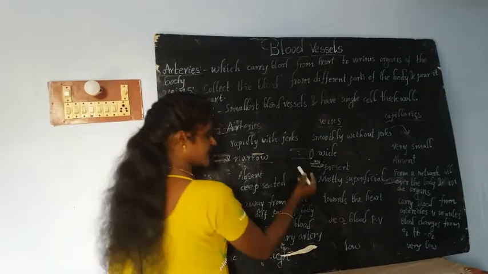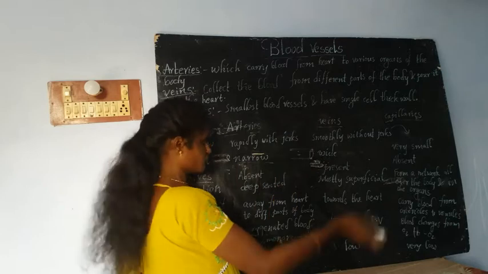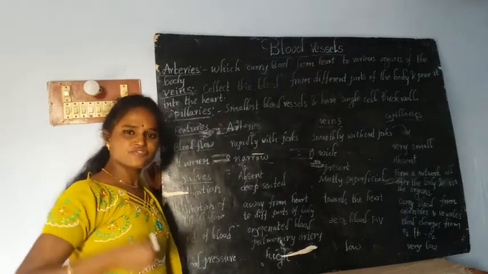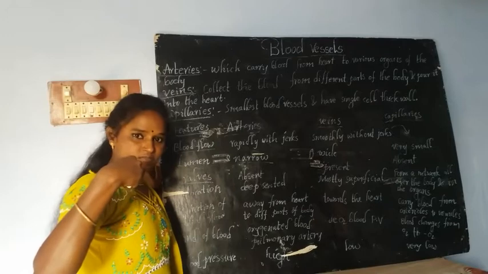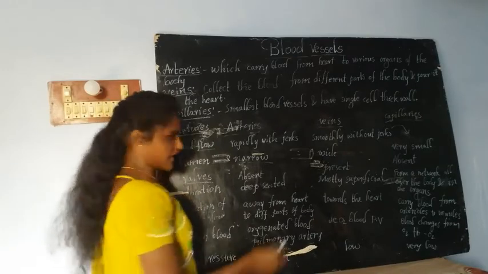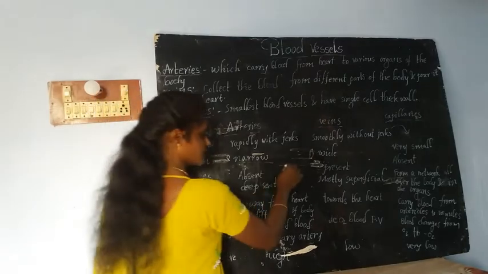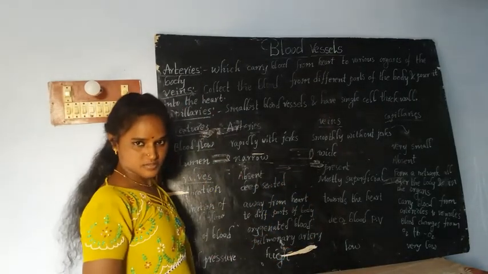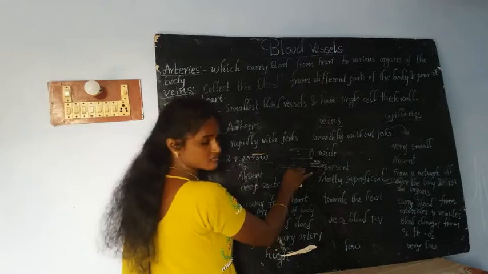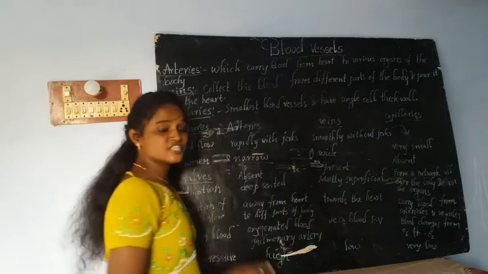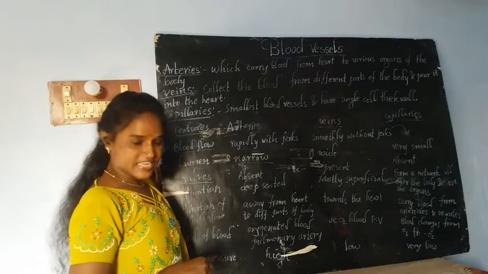Why? Because what is the function of veins? They carry the blood from different parts of our body. For example, if they are carrying blood from the legs, the blood has to move upwards towards the heart. During that time, there is a chance for backflow of the blood. To stop that, the blood has to move only in one direction. If the blood tries to come in the opposite direction, the valves close and stop the backflow of the blood. That's why only the veins contain valves.